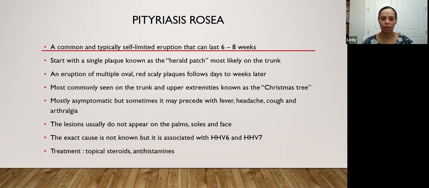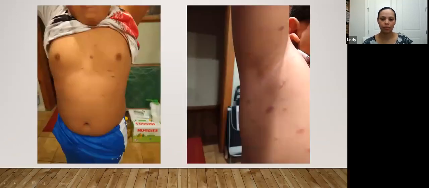And I have a picture. This is actually my little cousin that got it, and he had a big one, and then little ones started coming around, and he didn't have a fever, he didn't have anything, so we didn't do anything. I just told my cousin, don't worry about it, just let it go, it's going to be perfectly fine. So that's pretty much it.